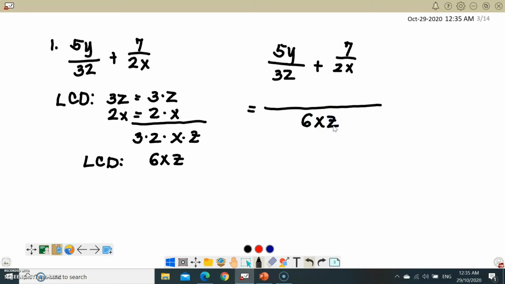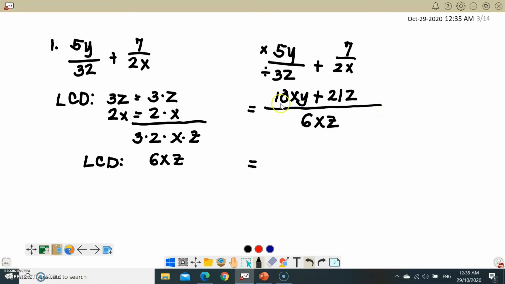6xz divided by 3z, take note the operation here is division, is equal to 2x multiplied by 5y is equal to 10xy plus 6xz divided by 2x is equal to 3z times 7 is equal to 21z.